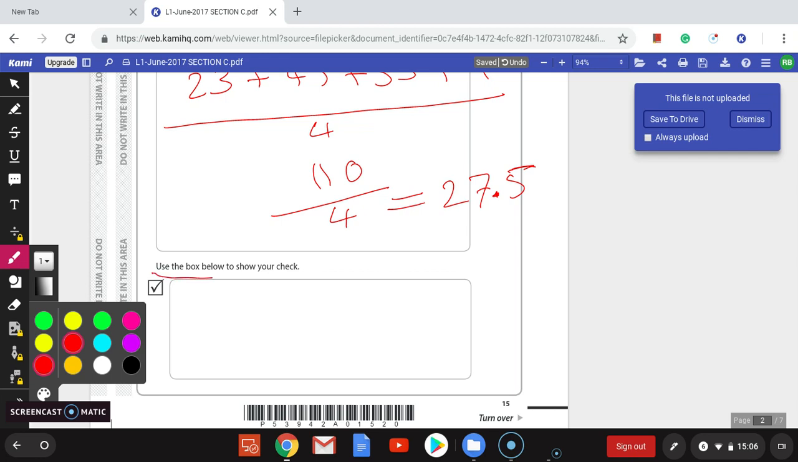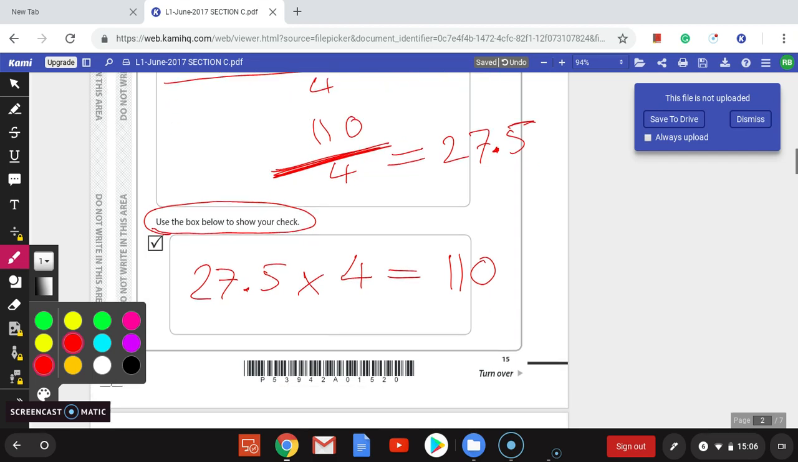Hopefully you noticed it says show a check. This is worth marks. These questions are always worth marks. So let's do one calculation backwards. So we'll start with our answer, 27.5. And instead of doing what we did here, which was divide by 4, the opposite, the inverse calculation is times by 4. Use your calculator and you should get 110. So that's a check.